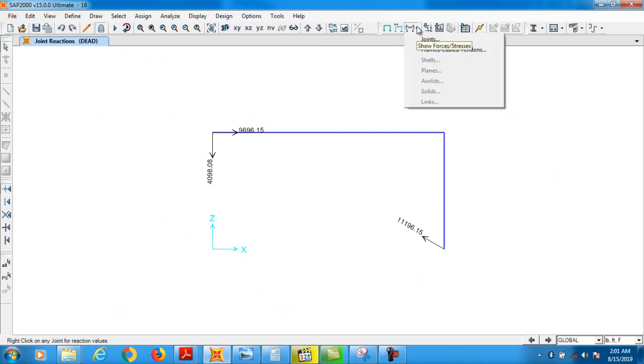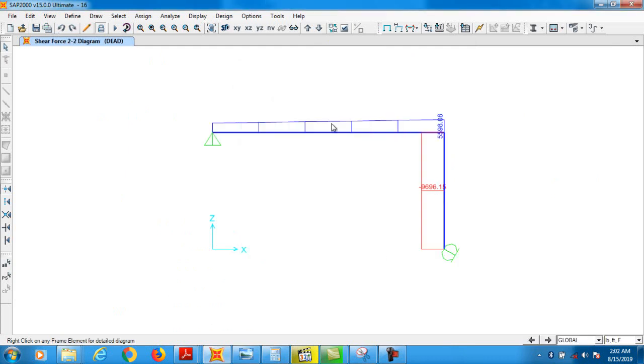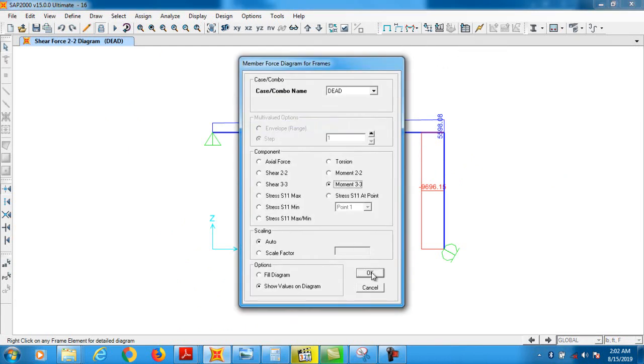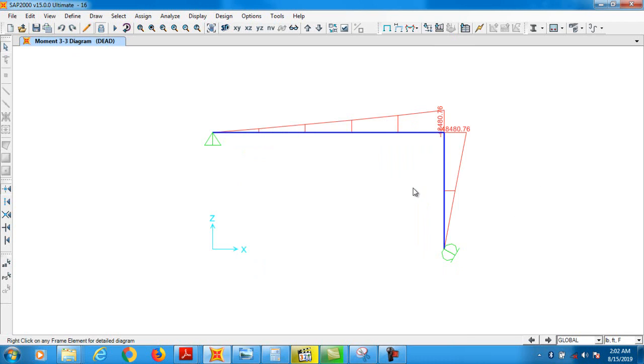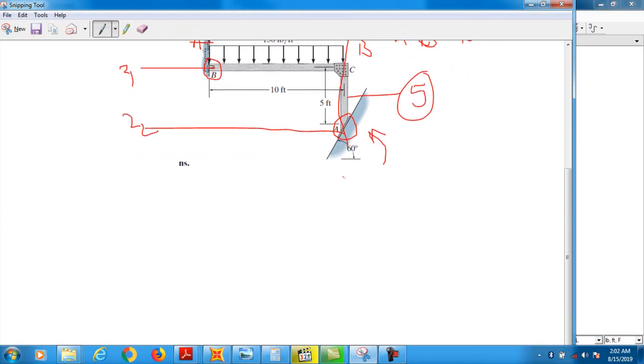If you are interested to draw the shear force and bending moment diagram, you can see the shear force diagram, which will be like this. And if you are interested in the bending moment diagram, this will be the bending moment diagram. So this is the procedure for analyzing different types of beams. With this example, I will stop analysis of determinate beams. After that, inshallah, I will start indeterminate beams.